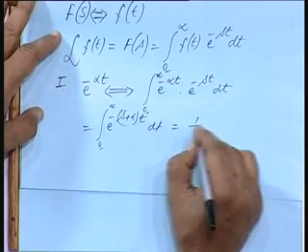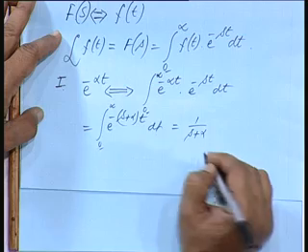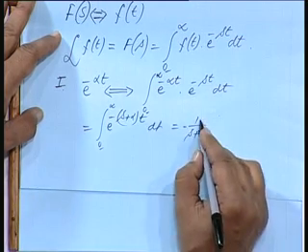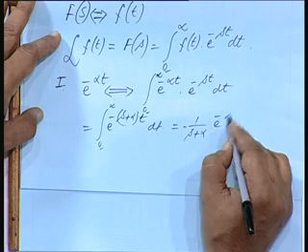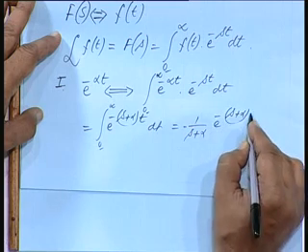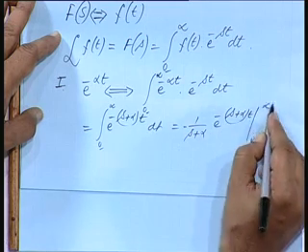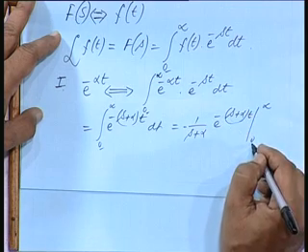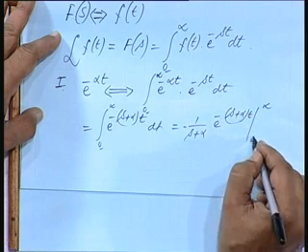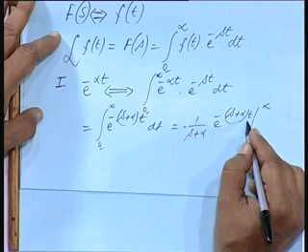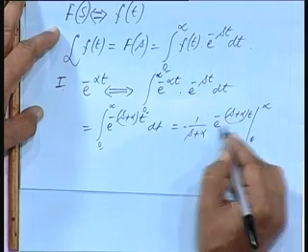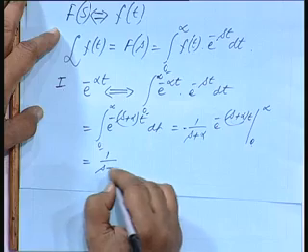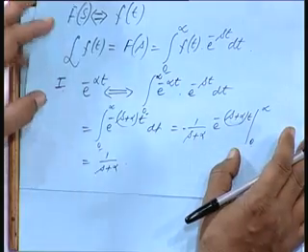That will give me 1 by s plus alpha with a negative sign and e to the power minus s plus alpha into t from 0 to infinity. At infinity this becomes 0, at 0 this becomes 1, since it is in the lower limit. So, that will be associated with a negative sign, negative and negative will become positive. So, it will be 1 by s plus alpha.